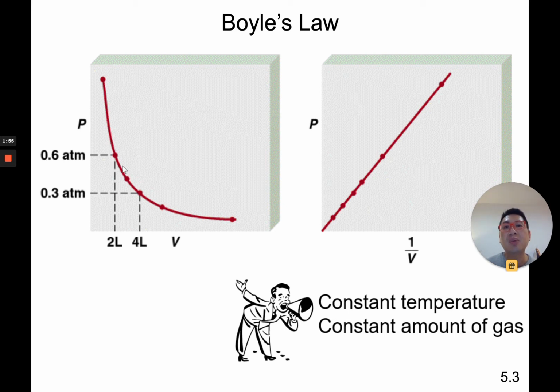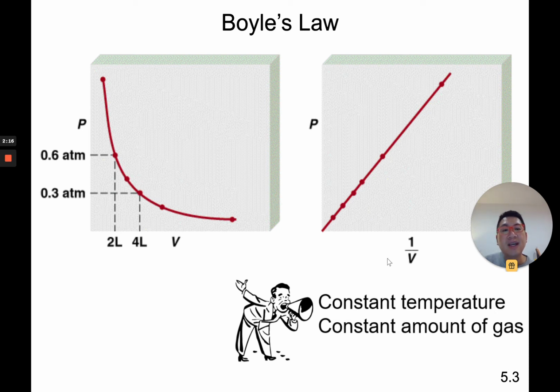So that's Boyle's law, that it is inversely proportional. It's kind of like a seesaw. As one side goes up, the other side goes down. If one side goes down, the other side must go up. So as the pressure goes up, the volume must go down, or as the volume goes up, the pressure must go down. That's what it means by inversely proportional.